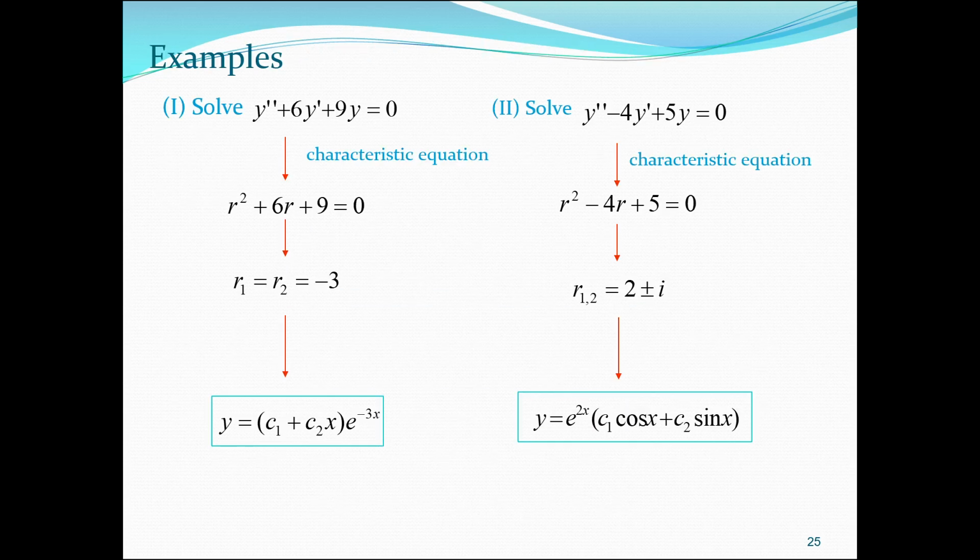For example, y double dash plus 6y dash plus 9y equal to 0. We write the characteristic equation and then solve. We get the roots r1 equal to r2 equal to minus 3, real and equal. Therefore the solution becomes y equal to (c1 plus c2 x) e power minus 3x. Similarly we solve y double dash minus 4y dash plus 5y equal to 0. After that we write the characteristic equation. We get the roots 2 plus or minus i. The roots are complex, therefore we write the solution as y equal to e power 2x into (c1 cos x plus c2 sin x), because here lambda equal to 2 and mu equal to 1.